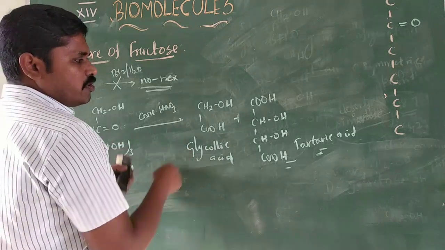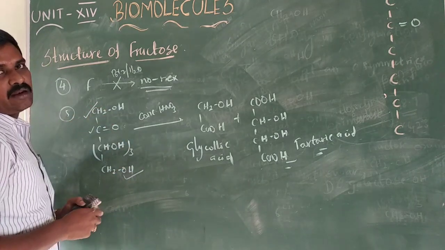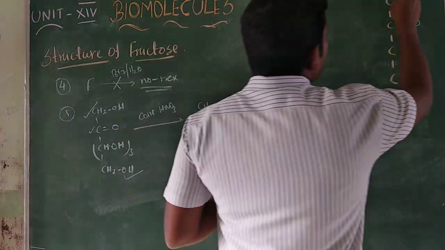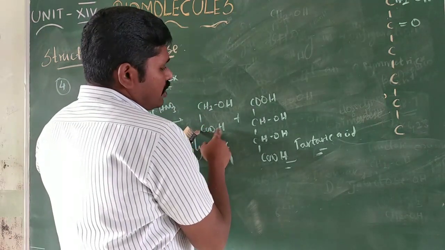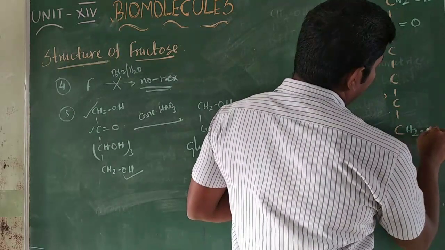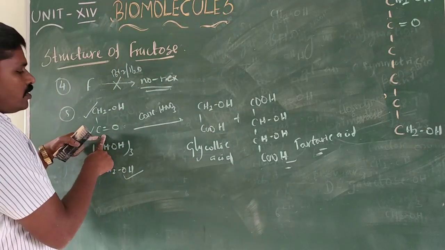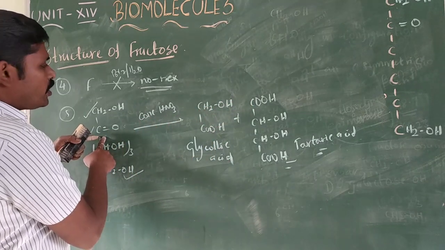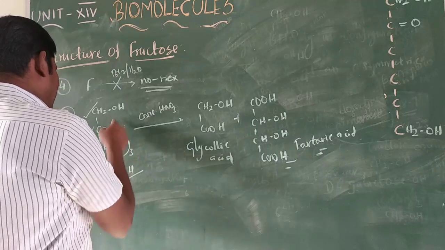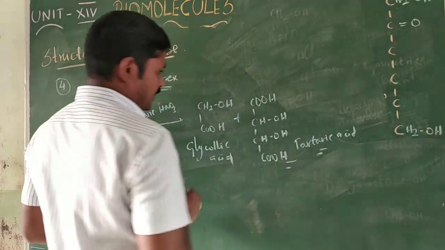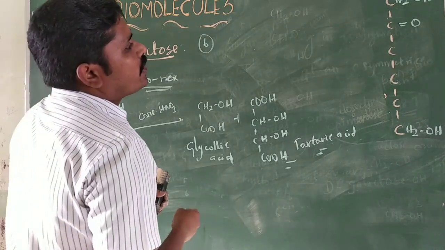The first and sixth carbons have primary alcohol groups. The cleavage is occurring at the second carbon, so fructose has a keto group in the second carbon, and the first and sixth carbons are the primary alcohols in the fructose structure. That is the fifth point and the sixth point.